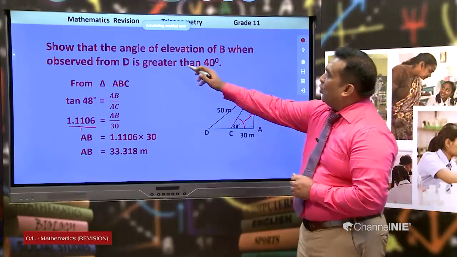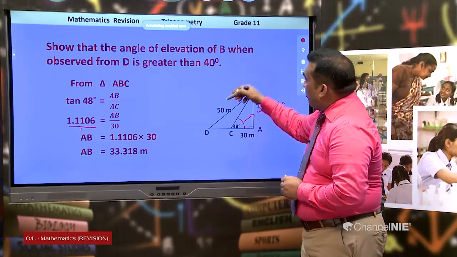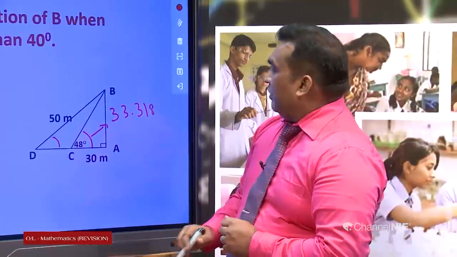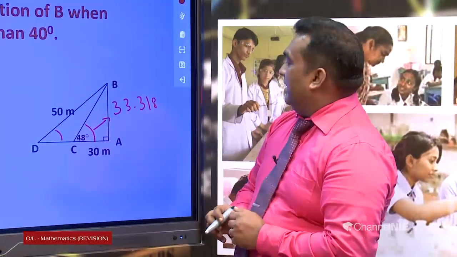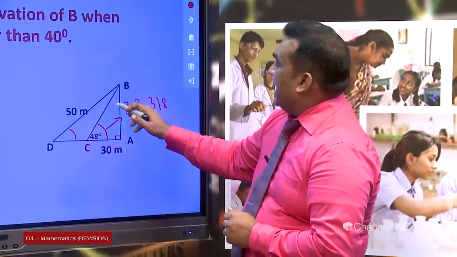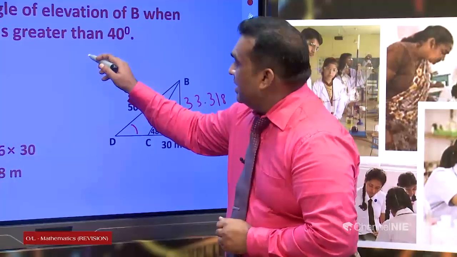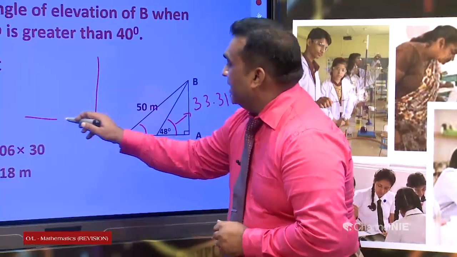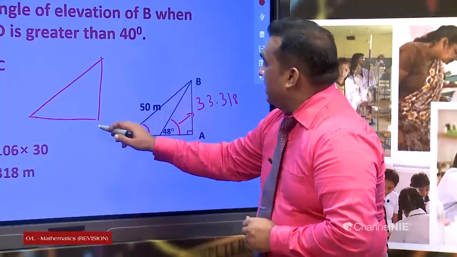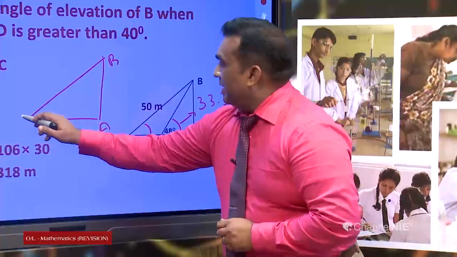They ask, show that the angle of elevation of B from D is greater than 40 degrees. If you consider this triangle, according to this angle you can see the opposite side and the hypotenuse. What is your opposite side? AB. Opposite side is AB, right?